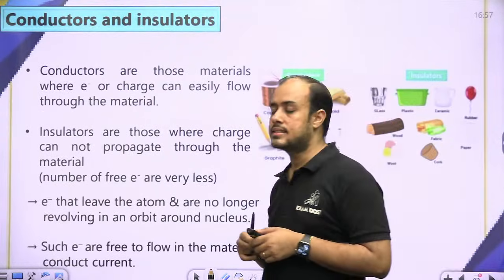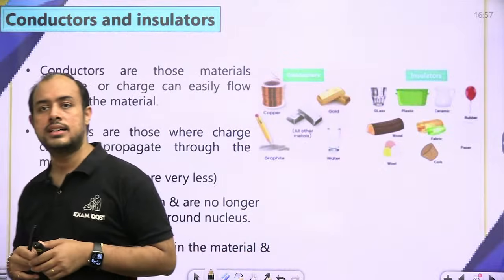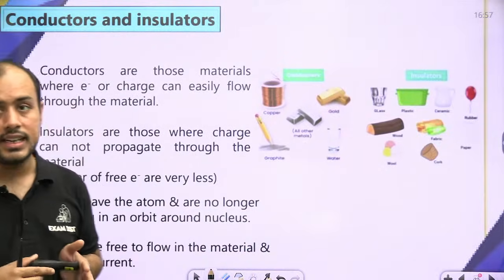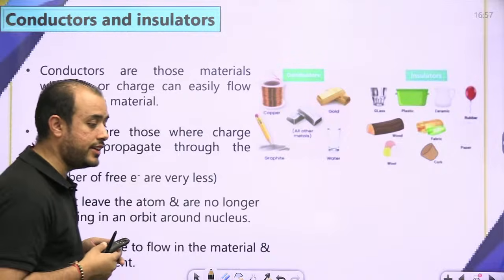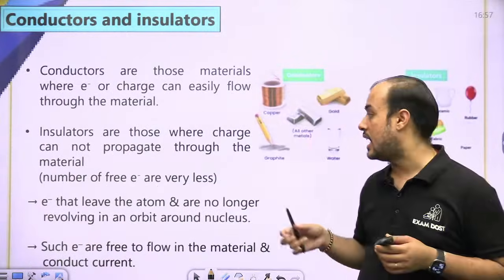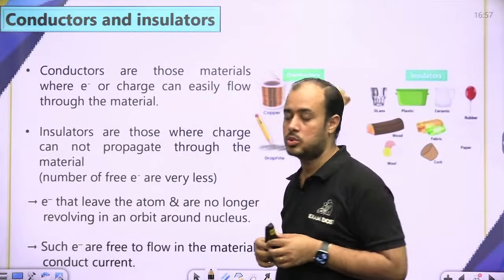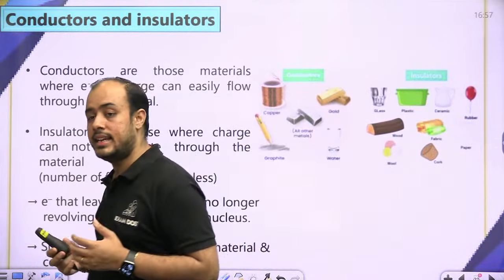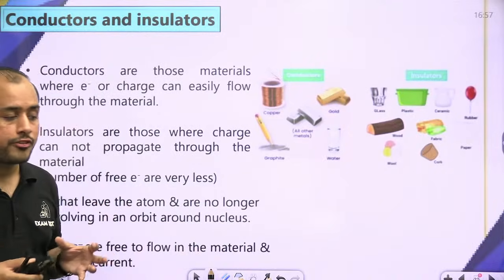Now, conductors and insulators. What are conductors? Conductors are those materials where charge can easily flow through the material, whereas insulators are those where charge cannot easily propagate through the material. Basically, in a conductor, there are lots of free electrons.